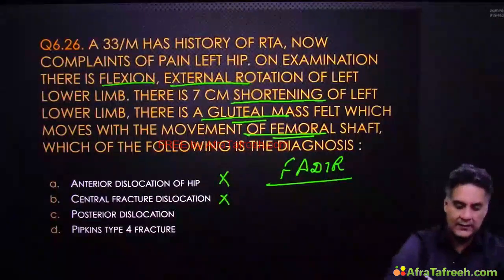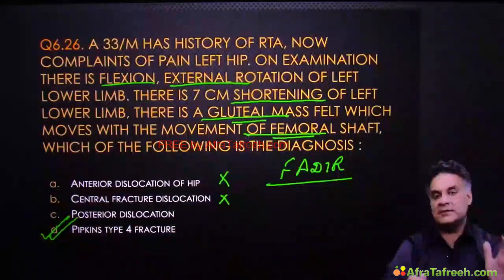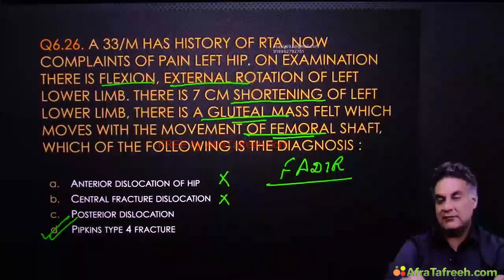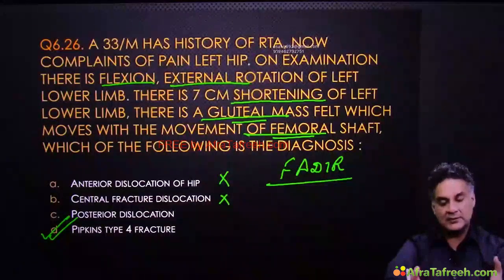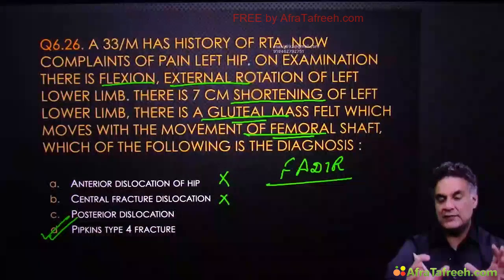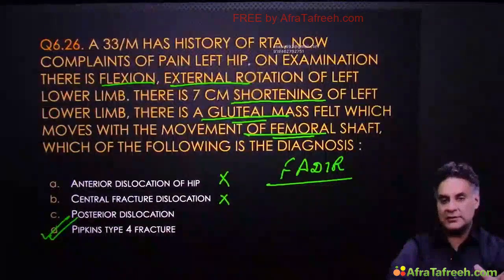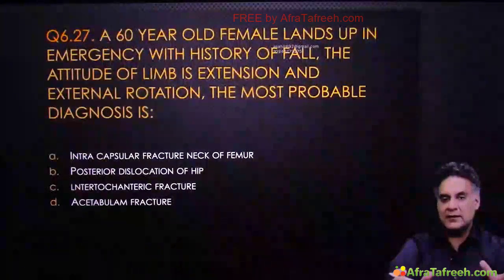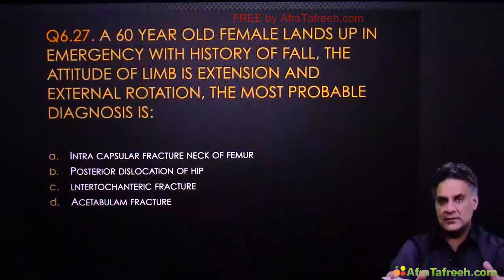Classical internal rotation would be posterior dislocation. If not, atypical presentation, Pipkin's type 4. So if in the history internal rotation had been there, it would have been posterior dislocation. But there is external rotation. So atypical presentation, fracture dislocation, called Pipkin's type 4. Very, very difficult question.